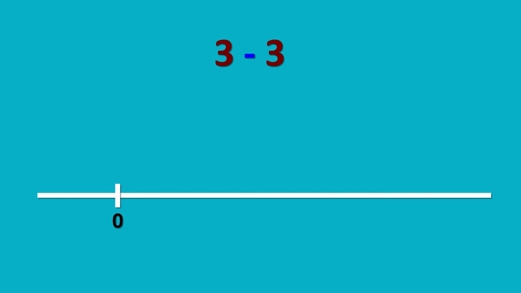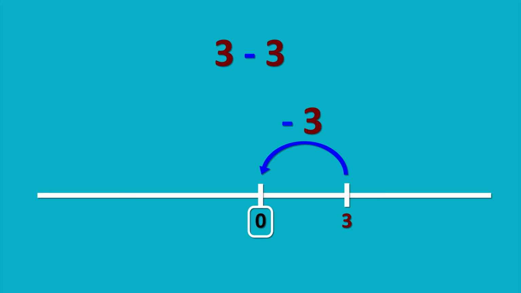Our next calculation is still quite basic. 3 take away 3. I always start at the first number, so I start at 3, then I'm going 3 to the left, which takes me back to 0. Therefore, 3 take away 3 is 0.